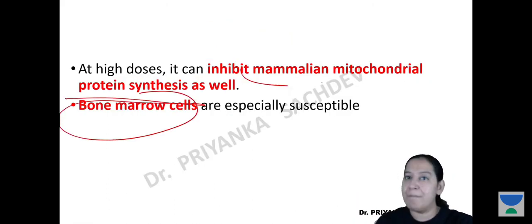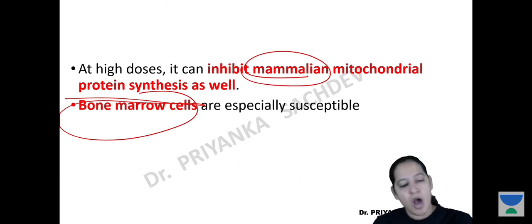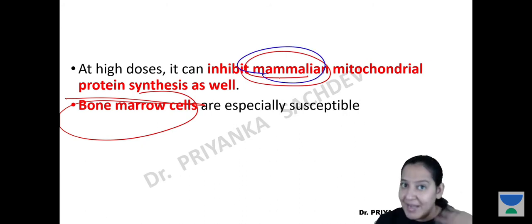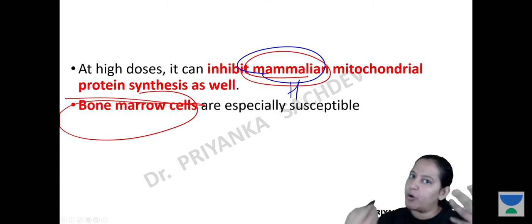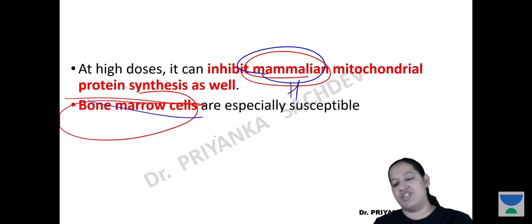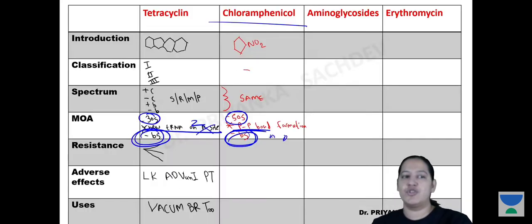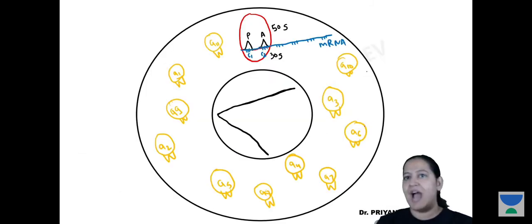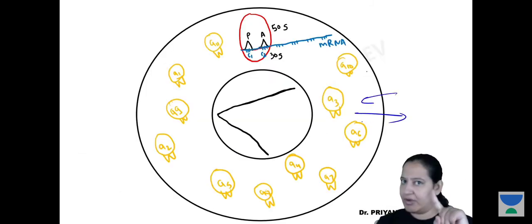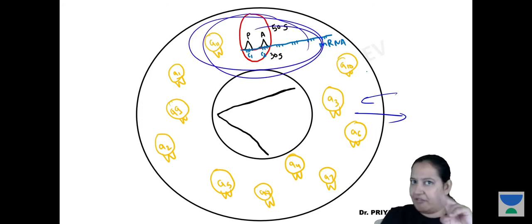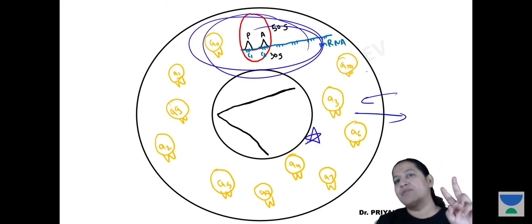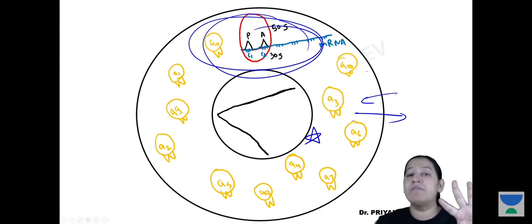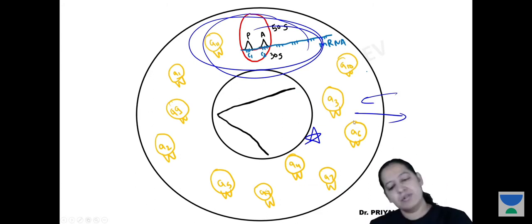It inhibits mammalian protein synthesis also. Along with bacterial, it inhibits mammalian, meaning human protein synthesis as well, in the bone marrow especially. That's why patients have pancytopenia. That will be the biggest side effect. Resistance: the same 3 mechanisms. Either decrease the influx and increase the efflux. Protect the ribosome with a protective covering. Number 2, form enzymes which will degrade the chloramphenicol. So the same 3 mechanisms.